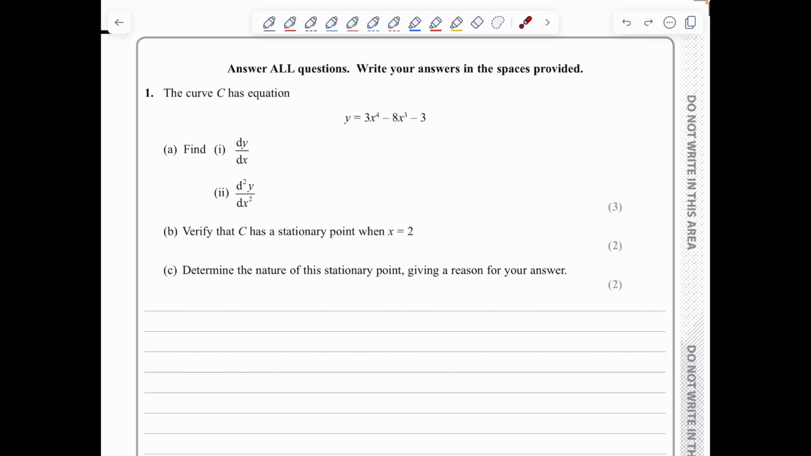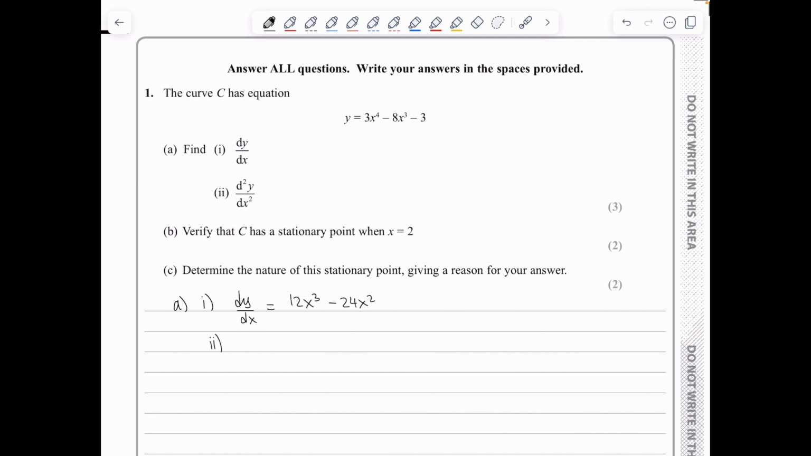In question 1, we've got y being 3x to the 4 minus 8x cubed minus 3, and we are asked to find the first and the second derivatives. So for the first derivative, we get the power down and we deduct 1 from the power. So 3x to the 4 will give me 12x cubed minus 24x squared.